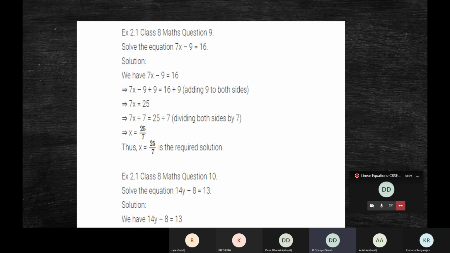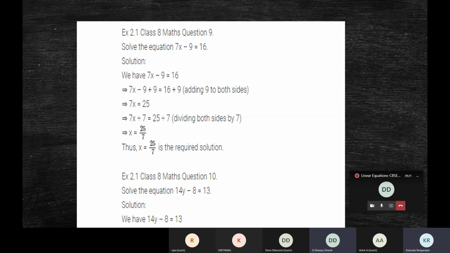So we have to get rid of minus 9. So we should add 9 on both sides. Add 9 on both the sides, not add plus 9. Okay. Add 9 on both the sides. So minus 9 plus 9 becomes 0, ma'am. So 7x is equal to 16 plus 9, 25.